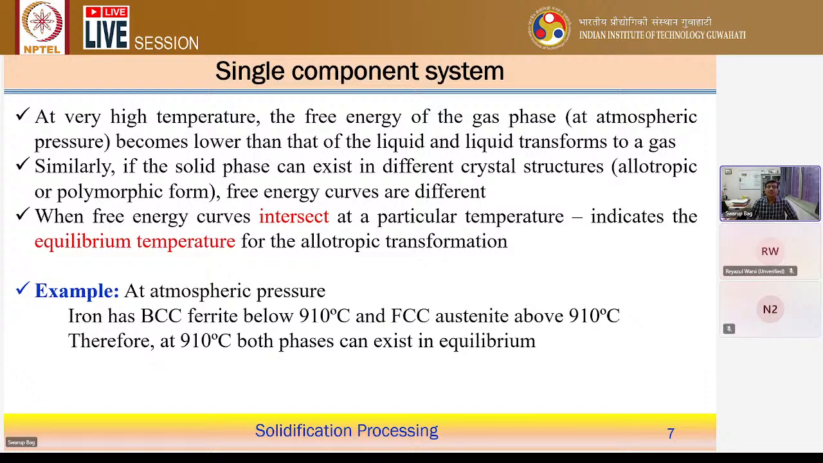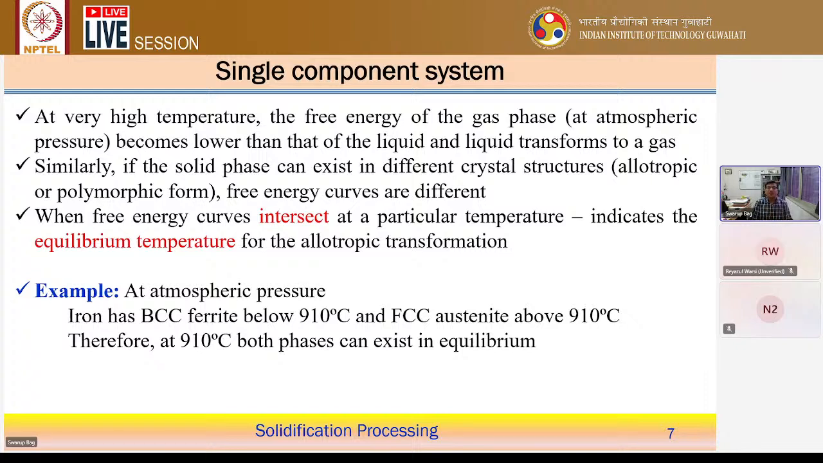Similarly, the solid phase may also exist in different crystal structures, known as allotropic or polymorphic forms of any component. In that case, the same solid has different crystal structures, so different solid phases coexist, and their free energy curves will be different. When the free energy curves intersect at a particular temperature, that is the equilibrium temperature for the allotropic transformation. For example, for a solid phase transforming to a liquid phase, both are in equilibrium at the melting point temperature.